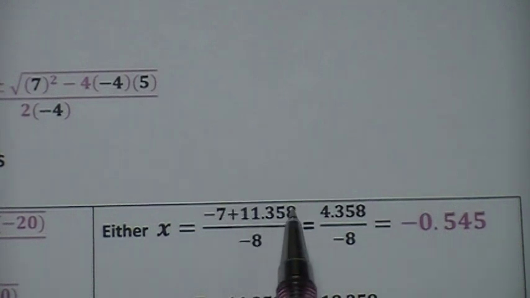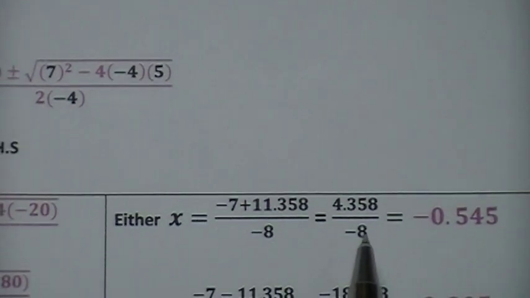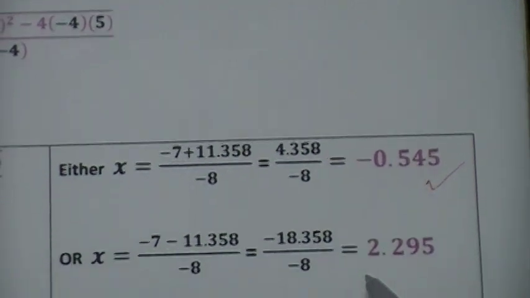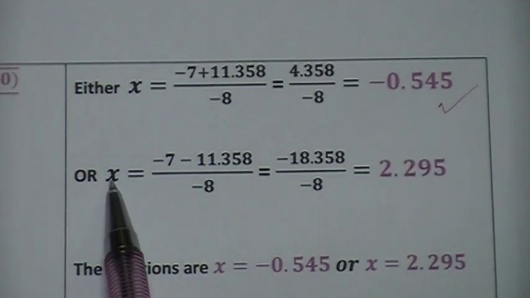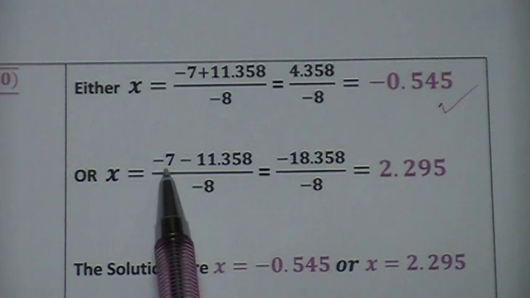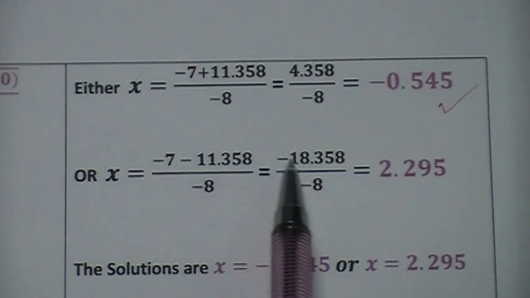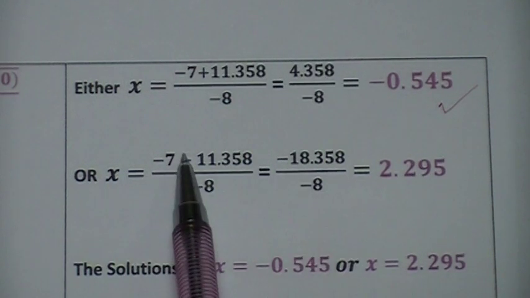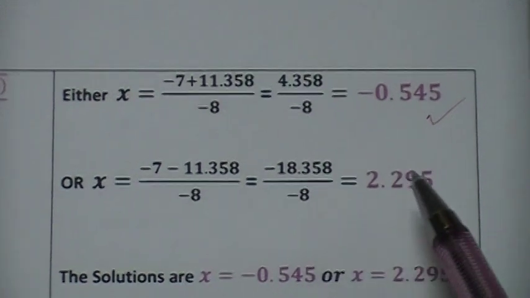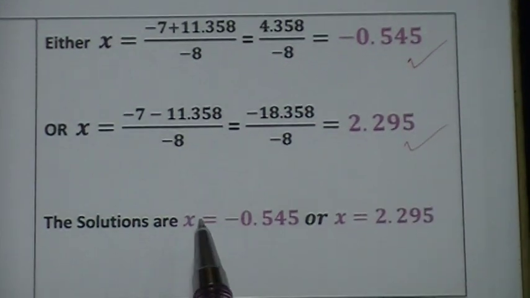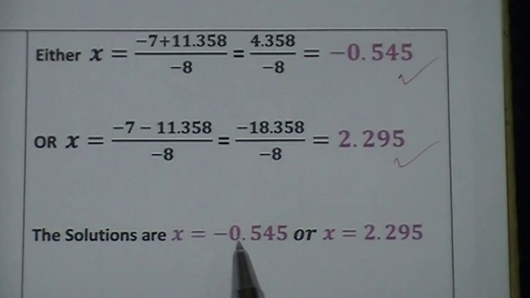Working on the top, we have 4.358 divided by negative 8, to 3 decimal places, we have negative 0.545. Or, we're taking the negative now, or the minus if you want to put it as that. Negative 7 minus 11.358 divided by negative 8. Work out the top first, we have negative 18.358. Divided by negative 8, we have 2.295. And so that's the second solution. So our solution set, x equal negative 0.545 and 2.295. Those are our 2 solutions.